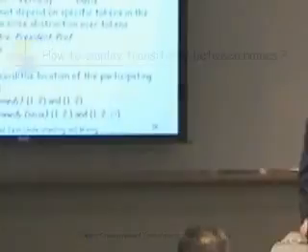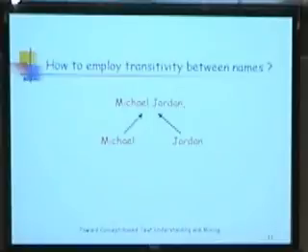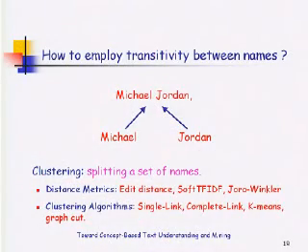Okay. So then I go to the second problem. For different names, I try to find the connection between them. Like Michael and Jordan, they are different, but I know they are both similar to another name, so I want to match them together. A typical way is to do clustering.